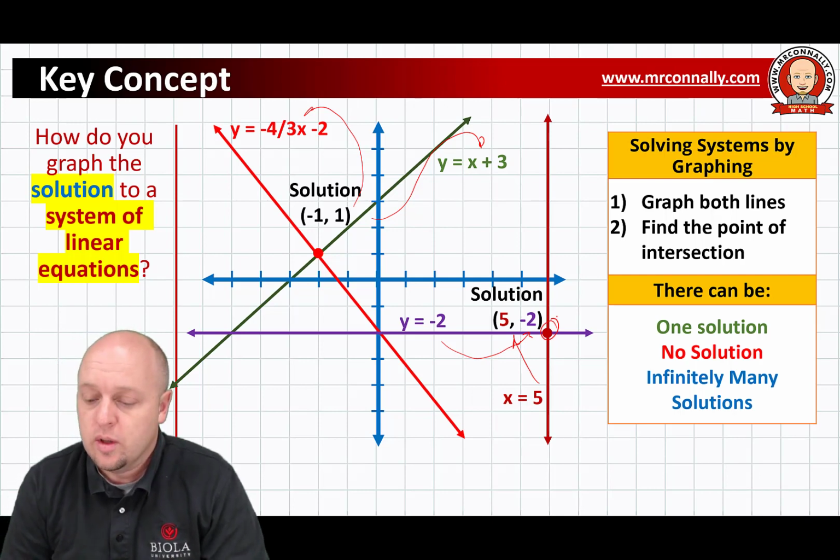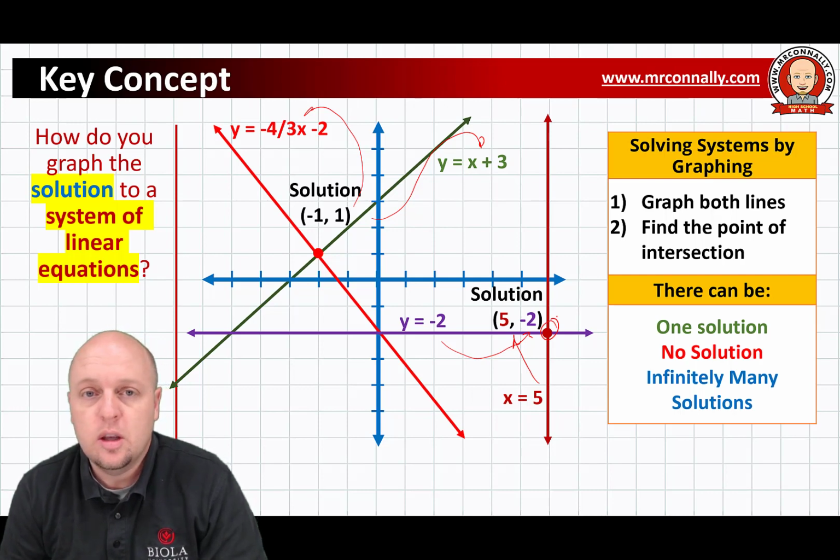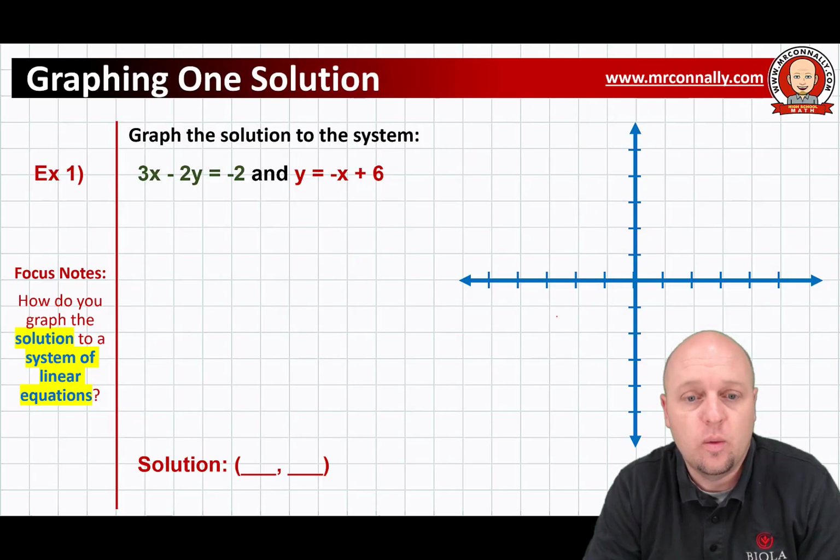Okay, also, there can be one solution, no solution, or infinitely many solutions. Let's look at those situations. Graphing one solution. All right, so we want to graph the solution to the system 3x minus 2y equals negative 2 and y equals negative x plus 6.